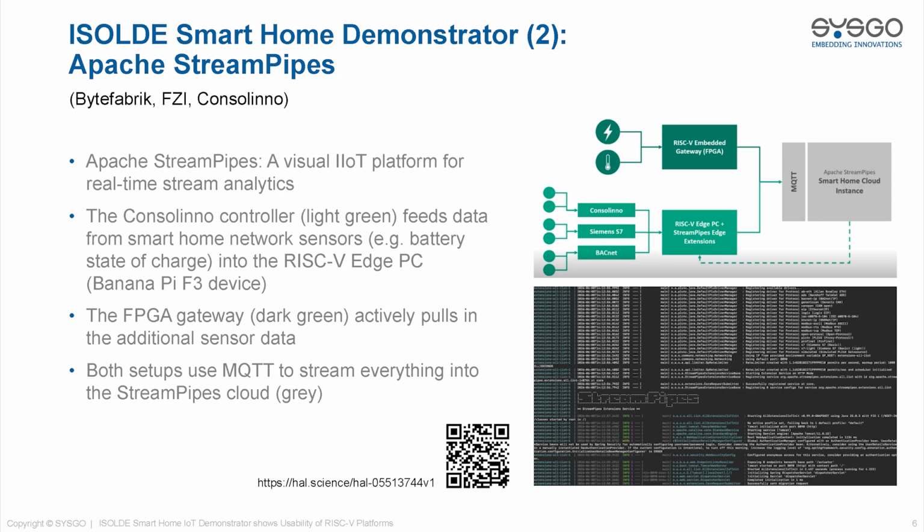The second integration that we did in the demonstrator is Apache StreamPipes. It is a visual IoT platform for real-time stream analytics. As you can see here on the right, the Consolinno controller feeds the data from the smart home network sensors into the RISC-V HPC Banana Pi F3 device, and the FPGA gateway actively pulls in the additional sensor data. Both setups use MQTT to stream everything into the StreamPipes cloud.